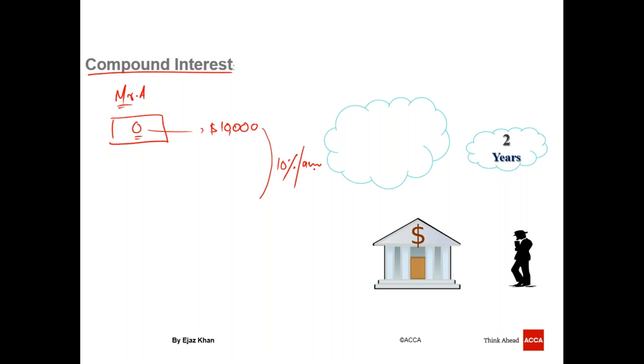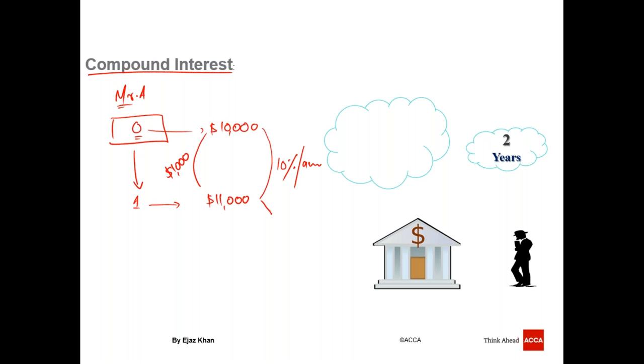It means that every year Mr. A is going to receive 10% of the amount invested. So after 1 year, the total amount will be $10,000 plus 10% return. The 10% return will be equal to $1,000. So the total that Mr. A will have up to the end of the first year will be $11,000.